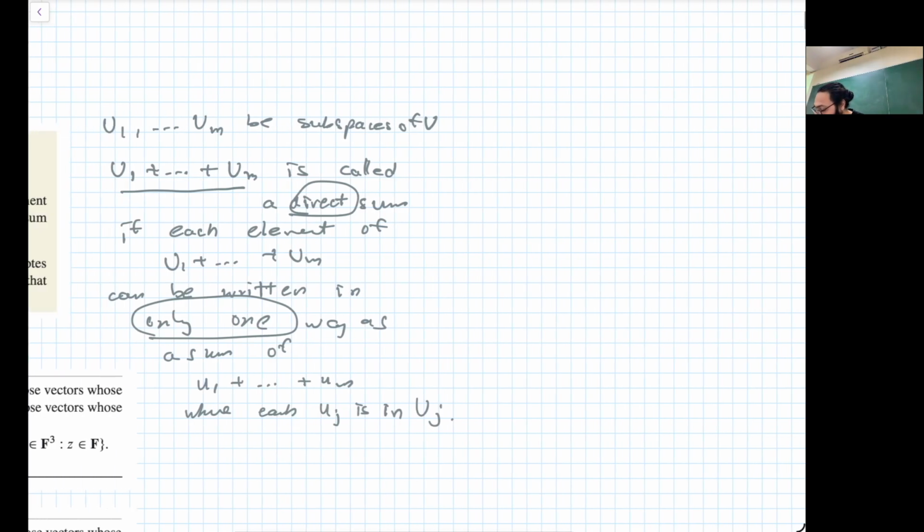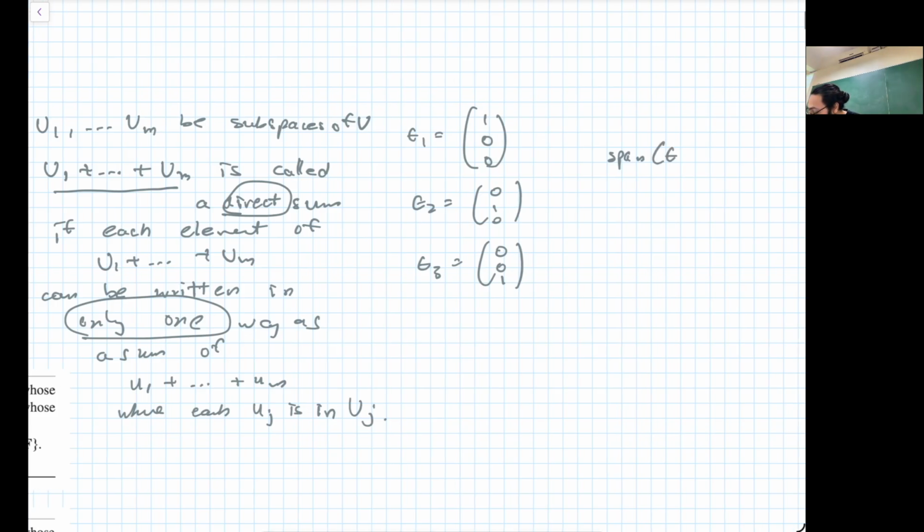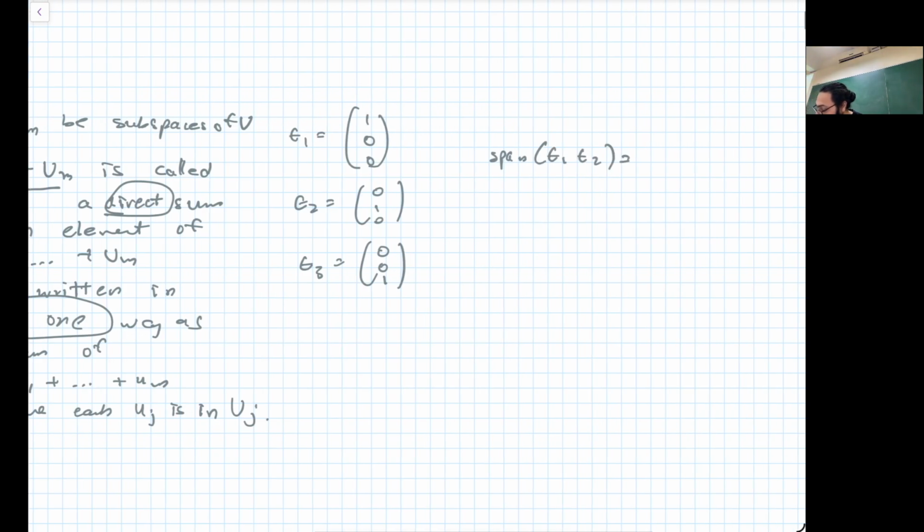Okay, so let me give you a quick example. So let's say you have epsilon1 as your first vector, epsilon2 as your second vector, epsilon3 as your third vector. So we can take the span of epsilon1, epsilon2, and we can take this to be say U1, and let's take the span of epsilon3 to be U2.